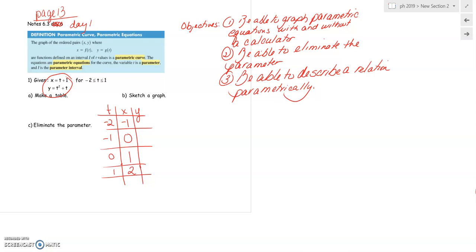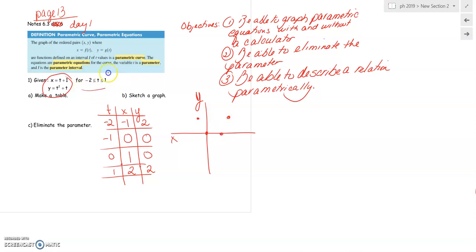Okay, so now if y is t squared plus t, we could say -2 squared plus -2 is 2. -1 squared plus -1 is 0. 0 squared plus 0 is 0. And 1 squared plus 1 is 2. So if we want to sketch a graph, now we're going to sketch a graph with x's and y's. So we're actually not even going to look at the t. So we have points at (-1, 2), (0, 0), (1, 0), and (2, 2).